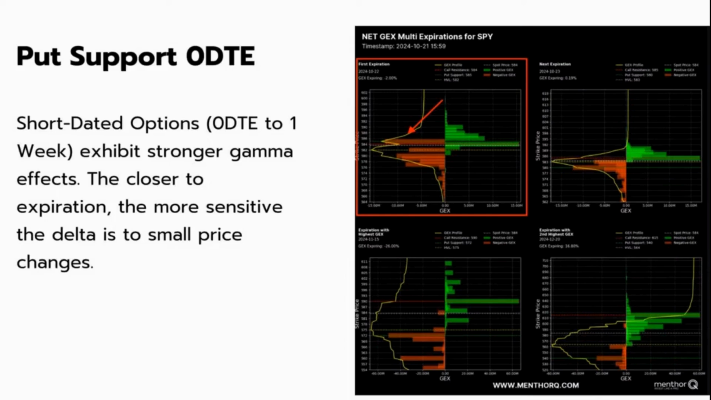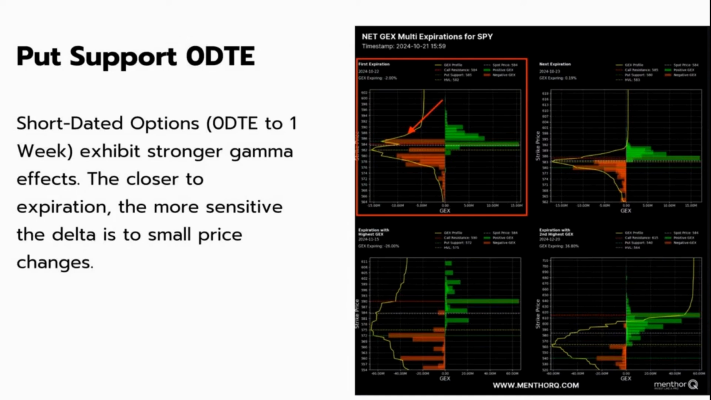All right. So within the levels, as we saw, we have two levels. We have the put support and the put support 0 DTE. Here we can see that basically you can find the 0 DTE options by running our NetJax multi-expiration chart. On the top left, you would see the 0 DTE option for SPY. And here you can see, highlighted by the arrow, the put support level for that expiration. And we're going to talk about the 0 DTEs level in a second.